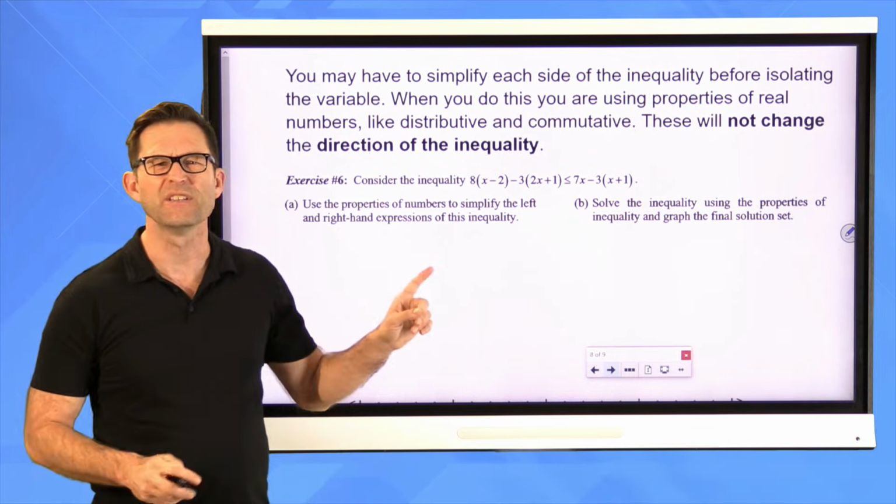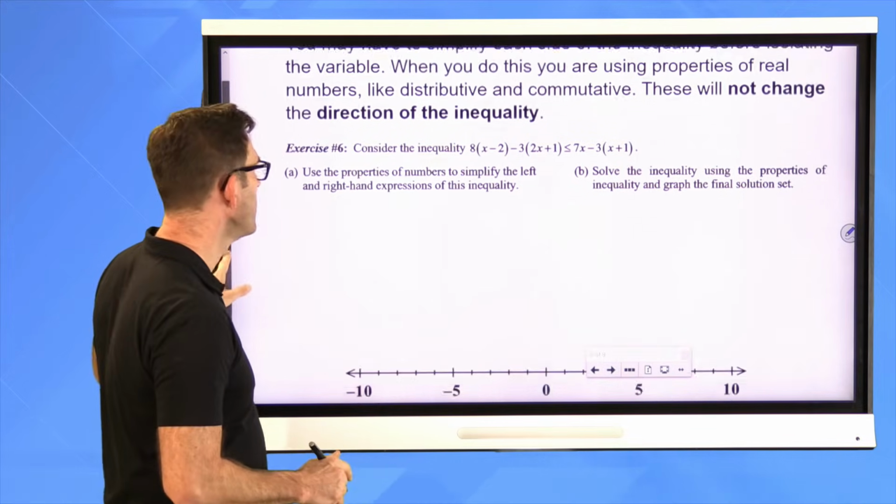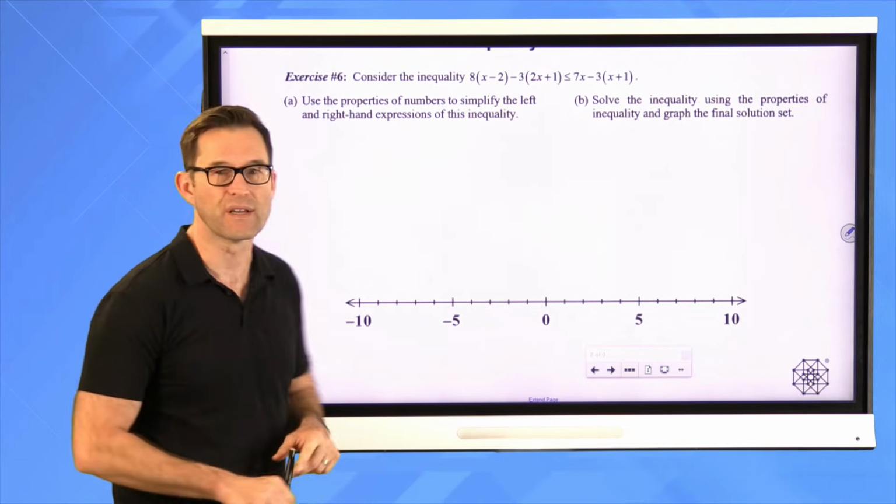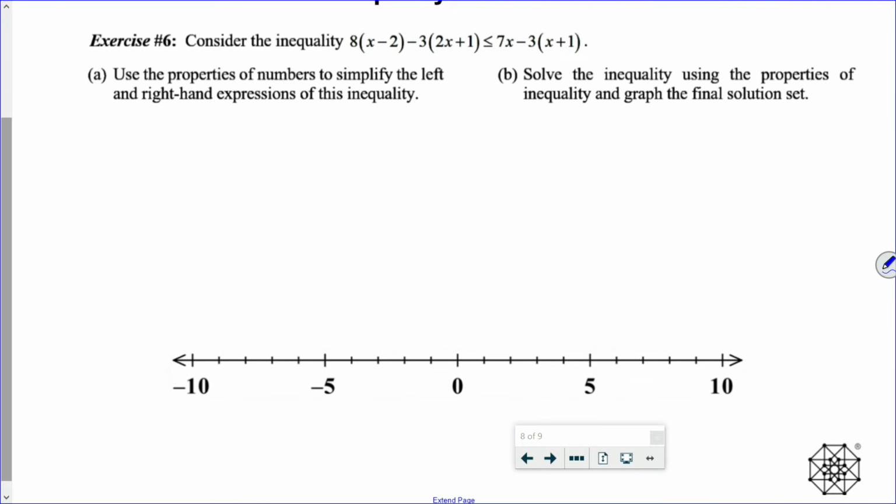So let's look at this beast of an inequality in exercise number 6. 8 times the quantity x minus 2 minus 3 times the quantity 2x plus 1 is less than or equal to 7x minus 3 times the quantity x plus 1. Letter A, use the properties of numbers to simplify the left-hand and right-hand expressions of this inequality.